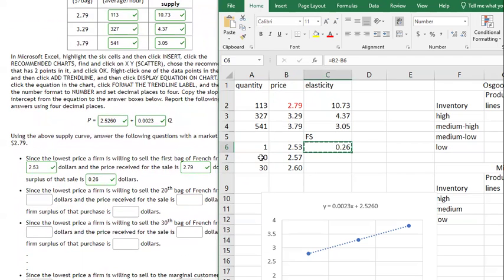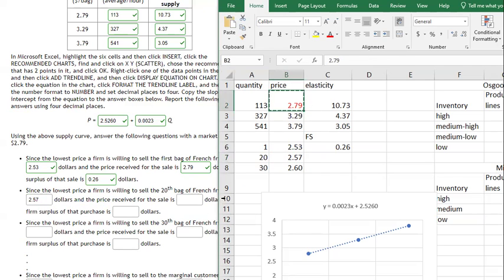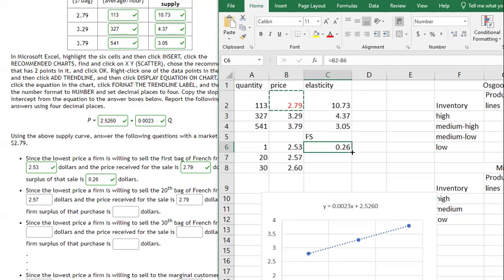All right, what about the 20th bag of French fries? Well, when you plug that into the supply curve, you get a minimum price that the firm is willing to accept to make and sell those bags of French fries. $2.57 is the minimum they're willing to accept for that 20th bag of French fries. Now, the market price is still $2.79. The firm still wins in this transaction.